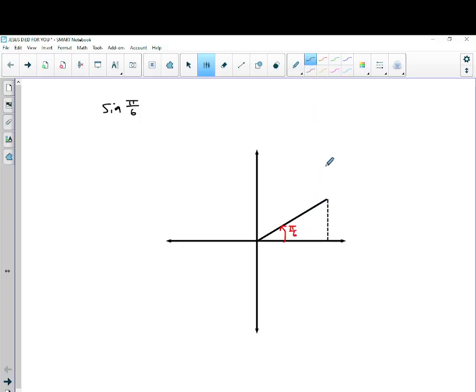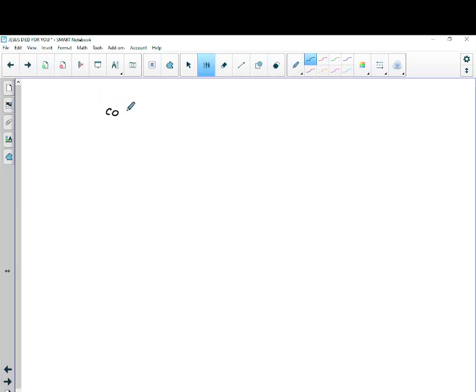Since this is a 30, 60, 90 right triangle, we know the ratios of the side lengths of that triangle are 1, square root of 3, and 2. So the sine of this pi sixths angle, and just for emphasis, I'm going to make them red, the sine of that pi sixths angle is the opposite side over the hypotenuse, so that is 1/2. And we could find the cosine or the tangent or any of the 6 ratios using this picture here.